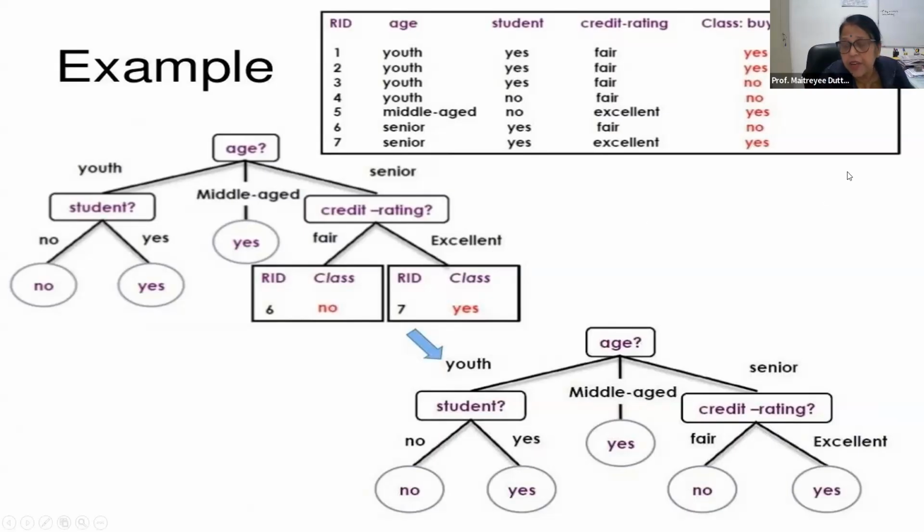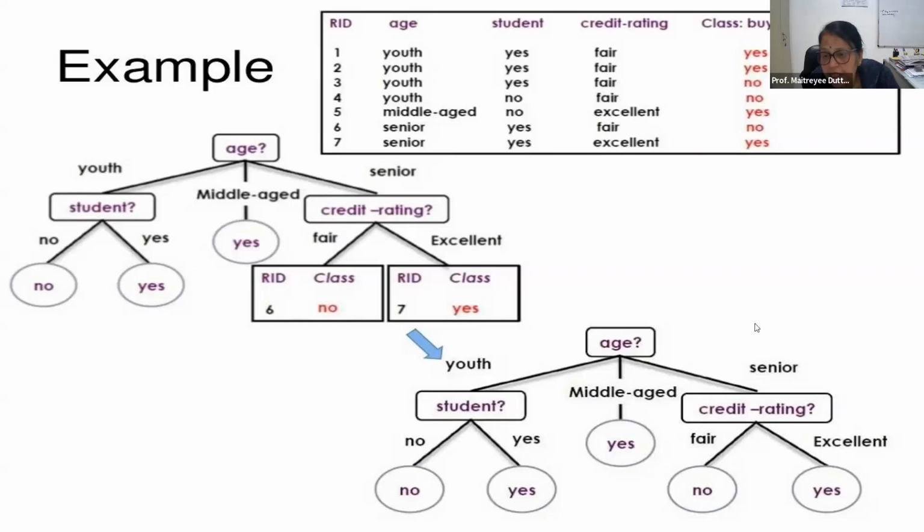Let me take the feedback quickly. You have understood the logistic regression as well as the decision tree for the classification. Is it okay?